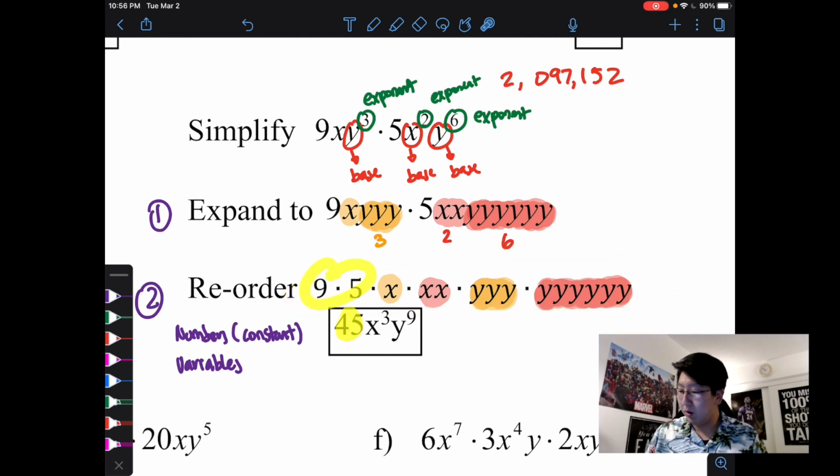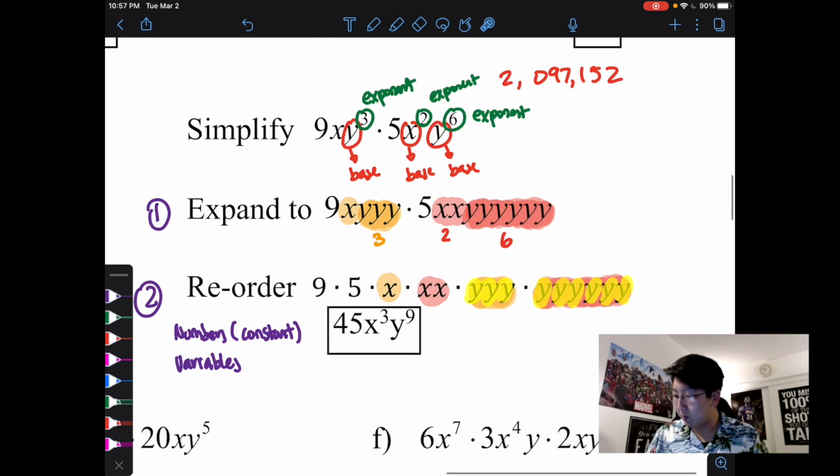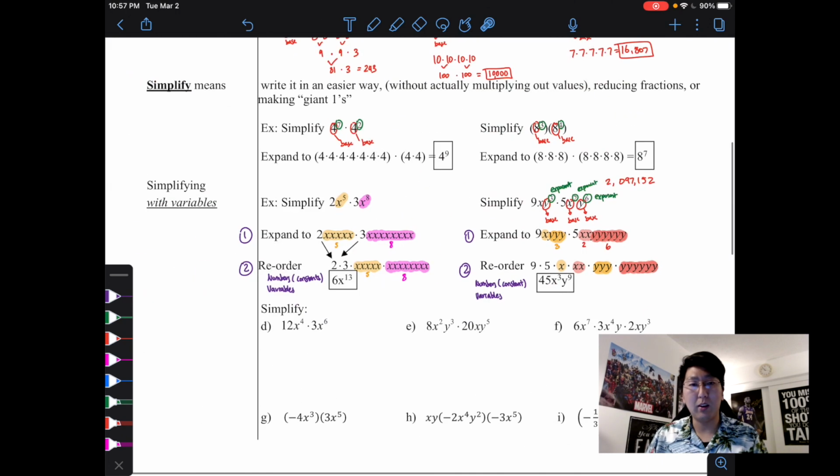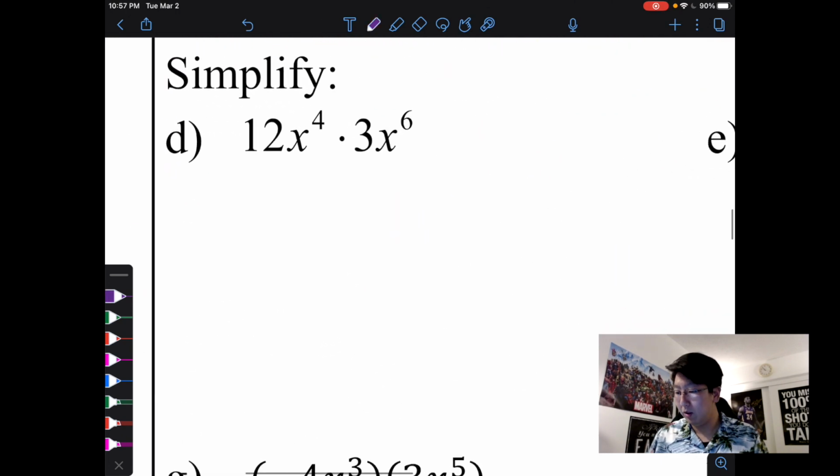And so once I reorder it, I multiply the numbers together, I get 45. That's part of the evaluating, right? And because I have to simplify this, I have to look here. How many x's are there multiplying? X times x times x, which means x to the third power. And then y times y times y times y times y times y times y times y times y. There's 1, 2, 3, 4, 5, 6, 7, 8, 9. Y times y times y 9 different times. So that's where we get y to the 9th power.